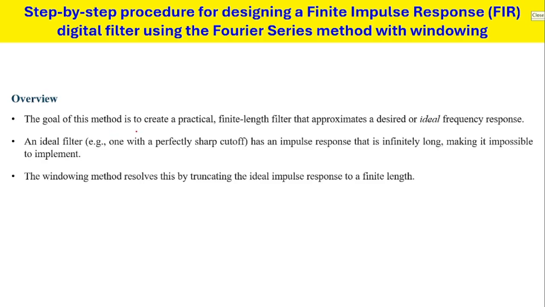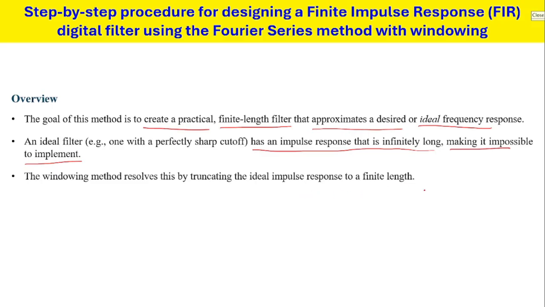The goal of this method is to create a practical finite length filter that approximates a desired or ideal frequency response. An ideal filter, for example one with a perfectly sharp cutoff, has an impulse response that is infinitely long, making it impossible to implement. The windowing method resolves this by truncating the ideal impulse response to a finite length.